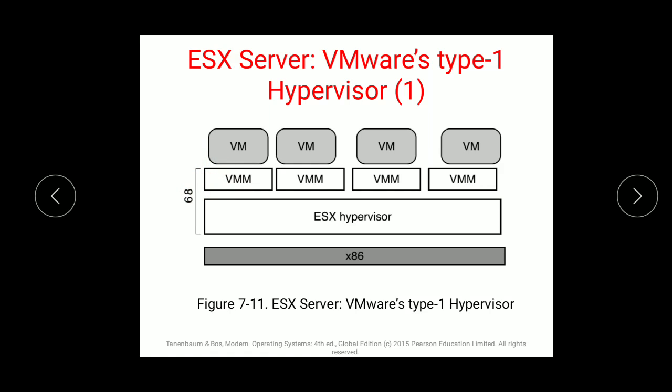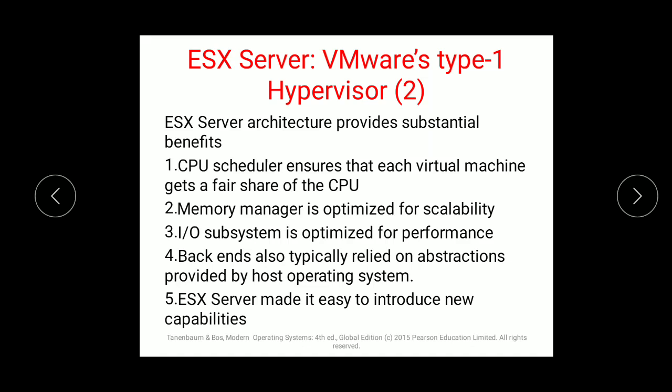On that x86 you are getting your hardware, and you are getting a hypervisor, which is making an environment in such a way that it will access the hardware, but it will also access separate virtual machines with their own virtual machine monitors. They do not have a single virtual machine monitor. So this is a type 1 hypervisor for the ESX server, I repeat.